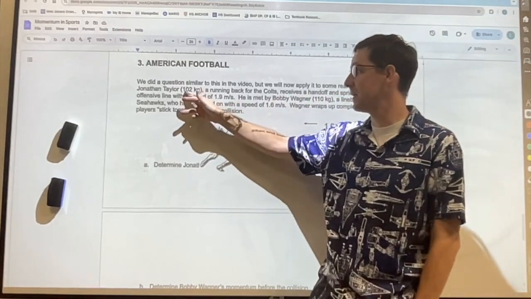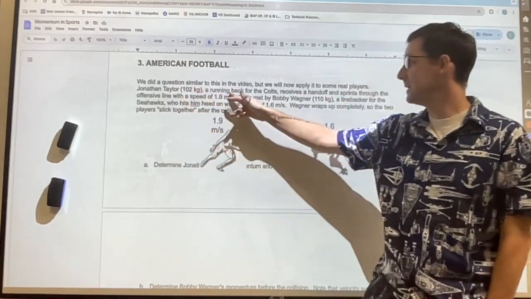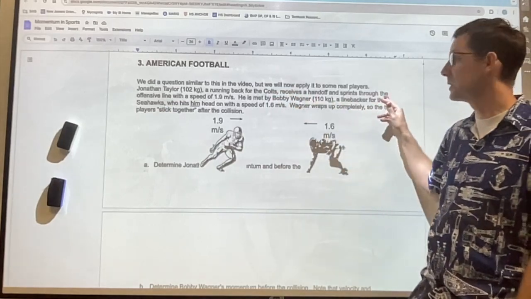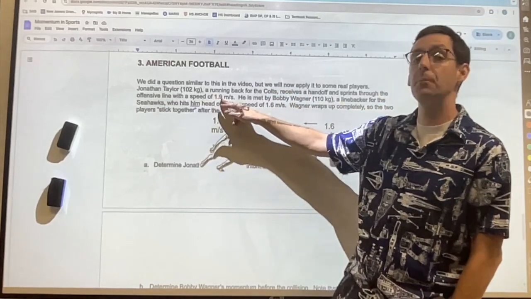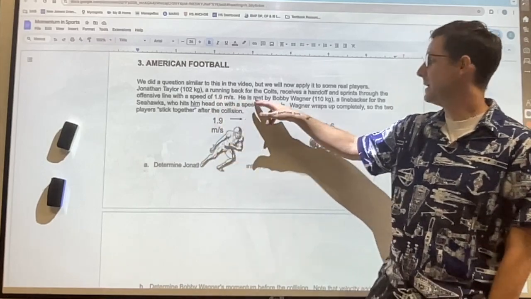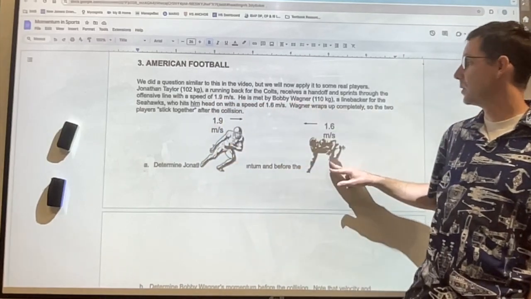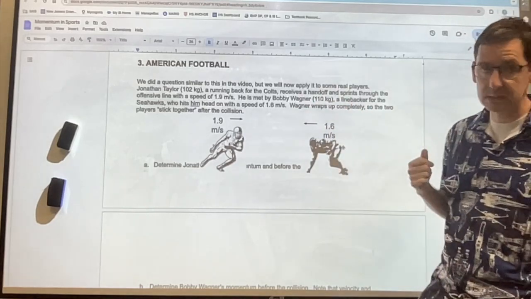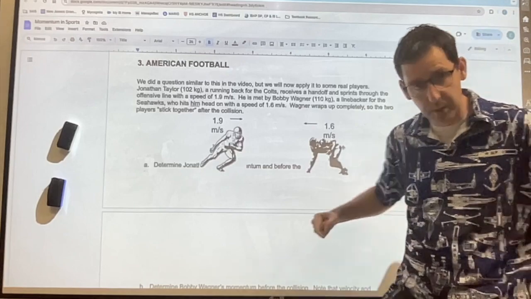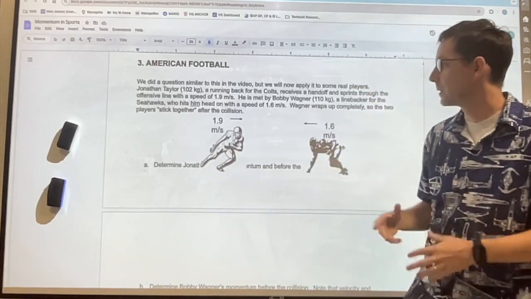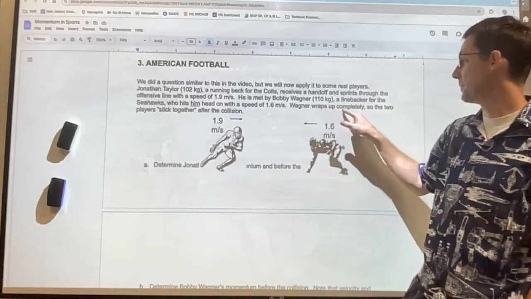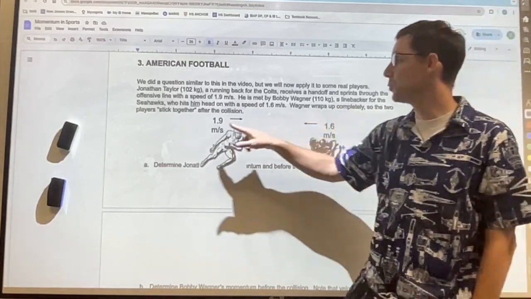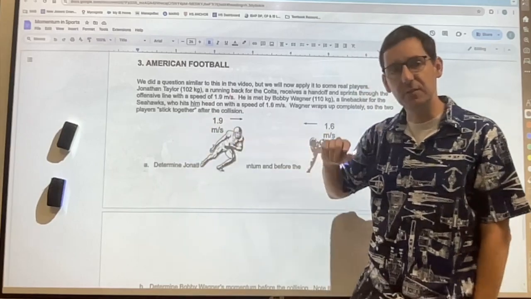Jonathan Taylor has a mass of 102 kilograms. He's a running back for the Colts. He receives a handoff and sprints through the offensive line with a speed of 1.9 meters per second. He is met by Bobby Wagner, who is 110 kilograms. He's a linebacker for the Seahawks, so he is going to come up to him and try to tackle him. Notice that he wraps up completely, just like a good football or rugby player would, so the two players stick together after the collision.